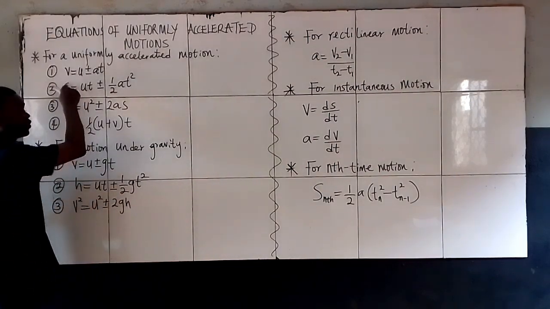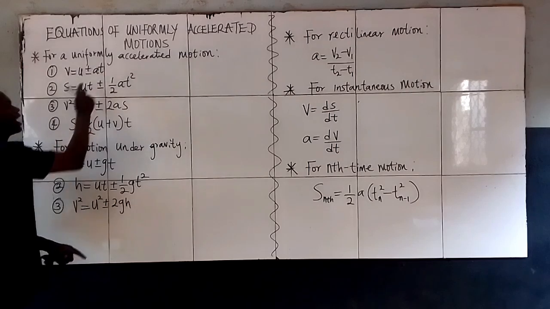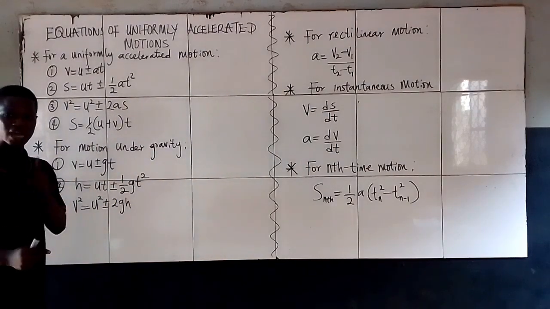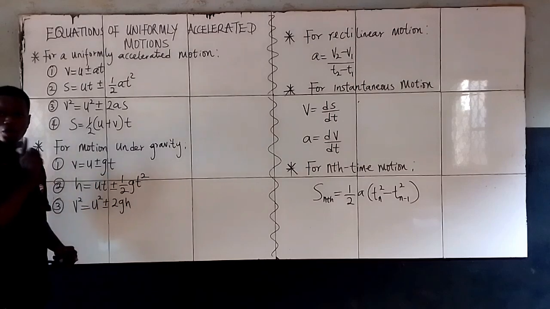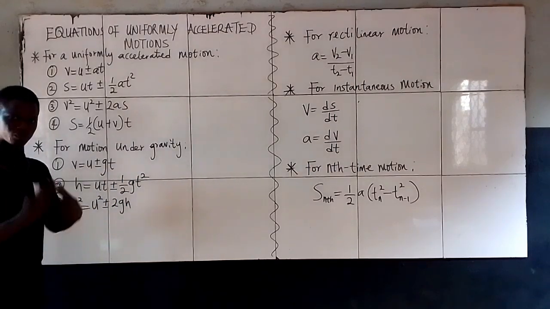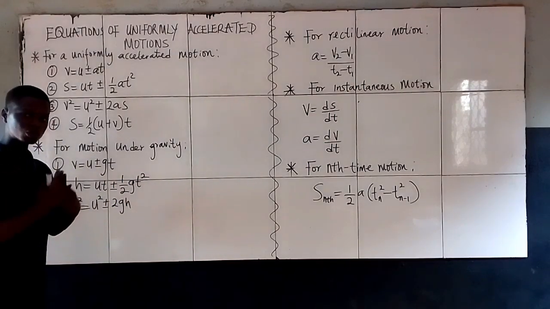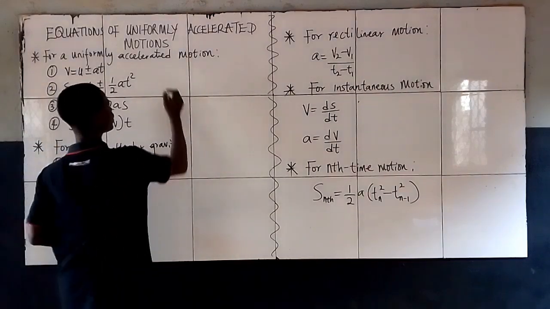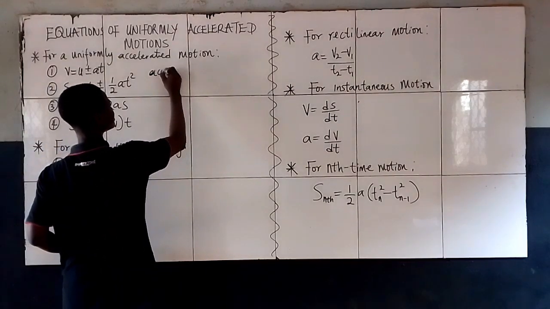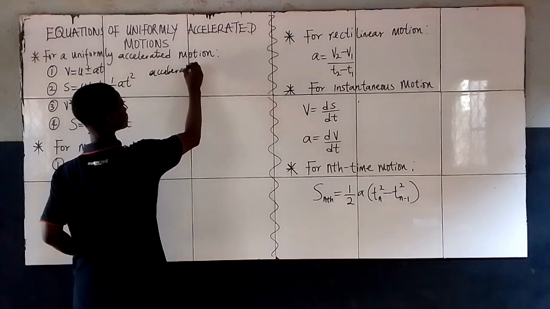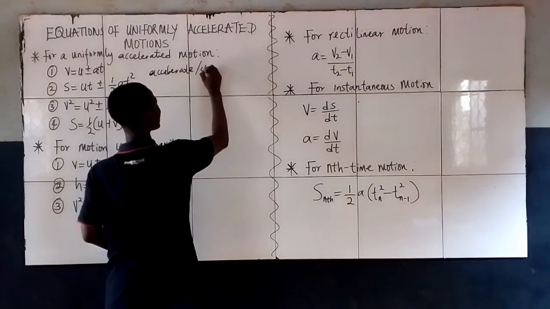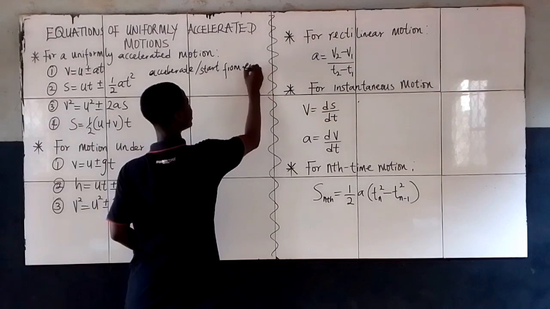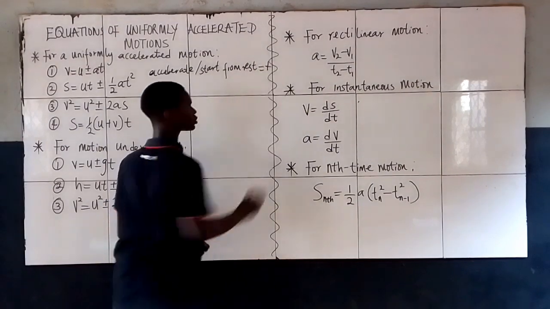The first one is V equals U plus or minus at. Now mind you, in a calculation you can't make use of the two signs. It's either you are using plus or you are using minus. So the big question now is, how do you know when to use plus and when to use minus? Now if you hear something like accelerated, or you hear start from rest, whenever you hear any of these two, you are using plus.